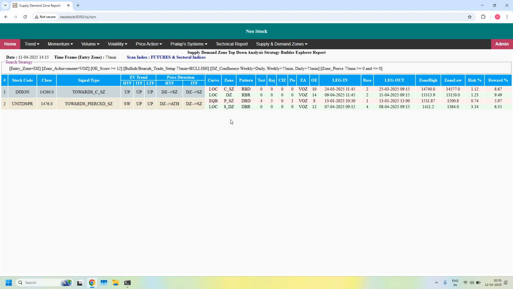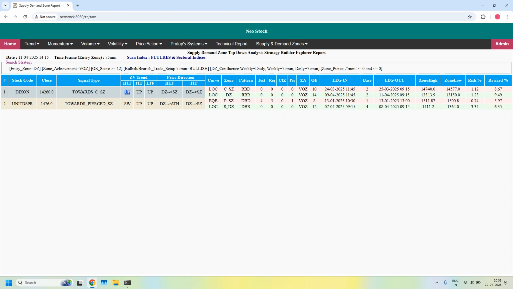So in these two stocks, these 75 minutes demand zones overlapped with the daily demand zone. Again, both together overlapped with the weekly demand zone. But the weekly trend is up in only one stock. If this stock is having weekly EMA confluence, probably the overlapped 75 minutes demand zone might be having strong order flow. That way we are selecting a high probability trade setup zone.